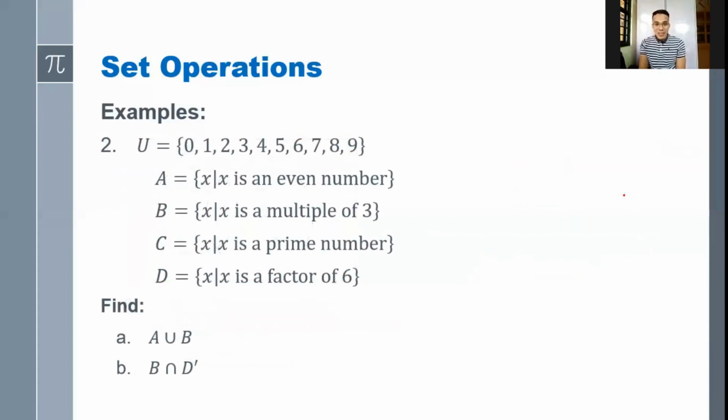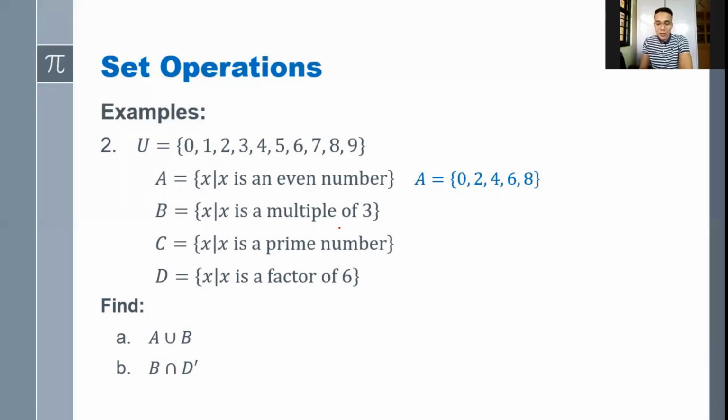Number 2, and this is our last example in this video. Given the universal set 0, 1, 2, 3, 4, 5, 6, 7, 8, 9, we have here the following subsets A, B, C, and D. A is the set of even numbers, and the even numbers in the universal set are 0, 2, 4, 6, 8. Remember, universal set is the set that we're just going to consider in our discussion. So here, if we're going to talk about even numbers, we're just going to consider the even numbers in the universal set. That's why we only have 0, 2, 4, 6, and 8.